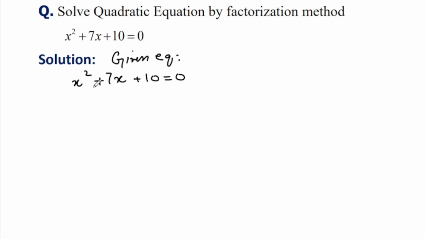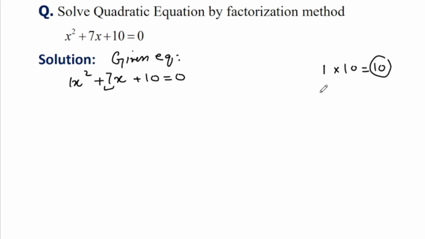So firstly, we find the product of the coefficient of x square and the constant term. The coefficient of x square is 1 and the constant term is 10. So the product is 10. So here we need to find two numbers whose sum is the coefficient of the middle term and whose product is equal to 10. So now to factorize the given equation, we split the middle term of this quadratic equation.